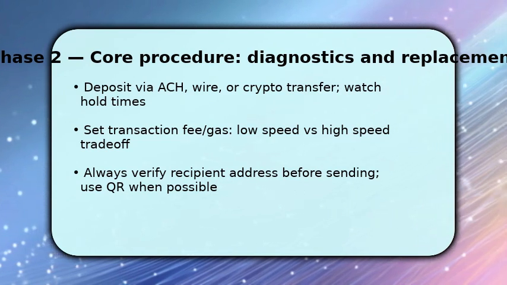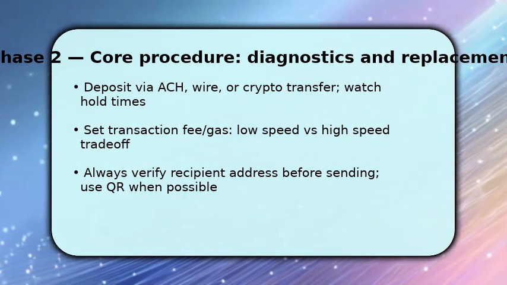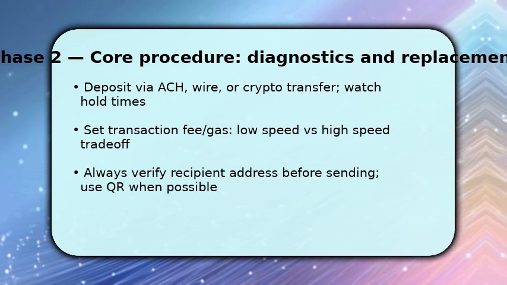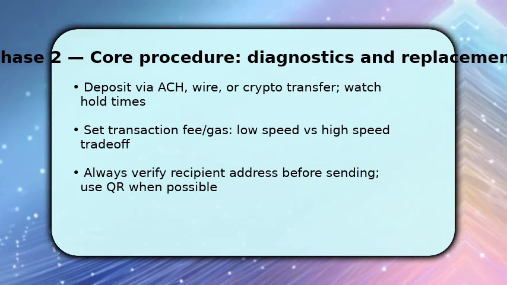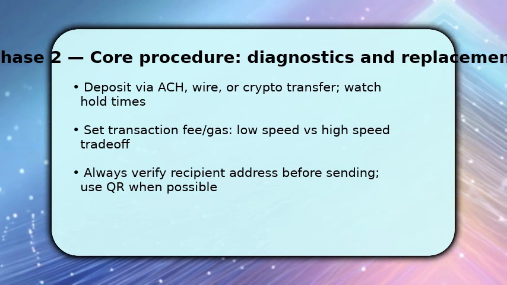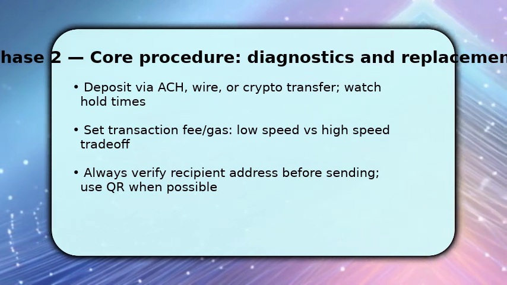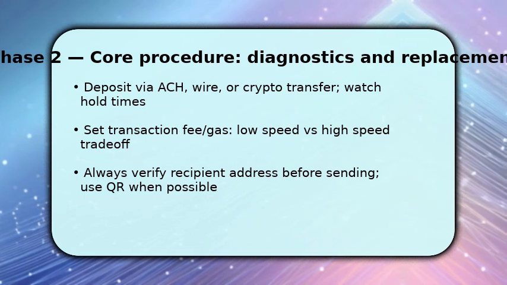This affects timing. When sending, choose an appropriate fee. Lower fees save money but may delay confirmation. Higher fees speed completion. Adjust based on urgency. For crypto, monitor network gas and set custom gas if needed.